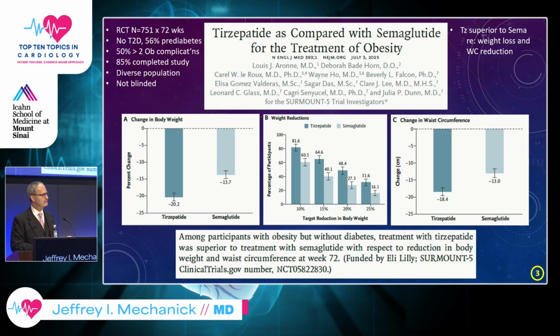Actually, there were fewer GI side effects: 2.6% with tirzepatide compared to 5.7% with semaglutide. So less GI side effects with tirzepatide. So you had more weight loss, more A1C reduction. But how do you put this together?